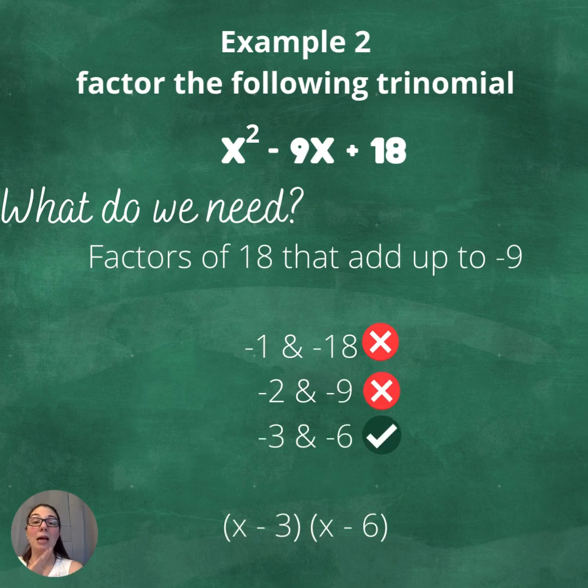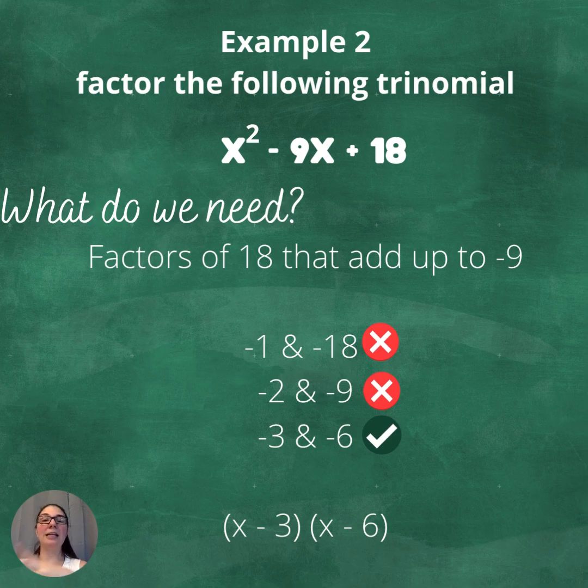Okay, moving on to example 2. So we have x squared minus 9x plus 18. So again, our C value, which is 18, is positive. So we know that either both factors are positive or both factors are negative. So our B is negative 9. So that means to us that both factors have to be negative in order to get to negative 9.